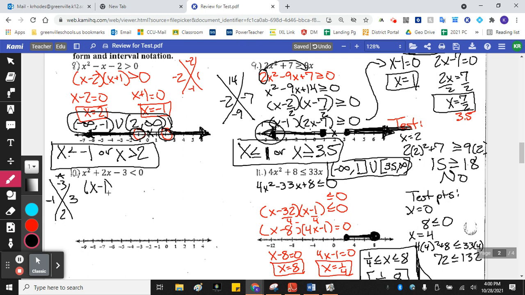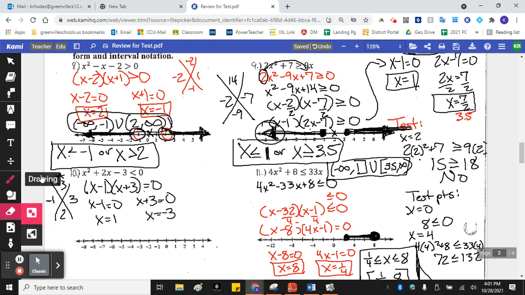So x minus 1, x plus 3 equals 0. Set both equal to 0, and solve. A lot of people remember as, oh, flip the signs. You're flipping the signs because you're solving this. I'm minusing 3 over, so -3. So those are where our dots go.